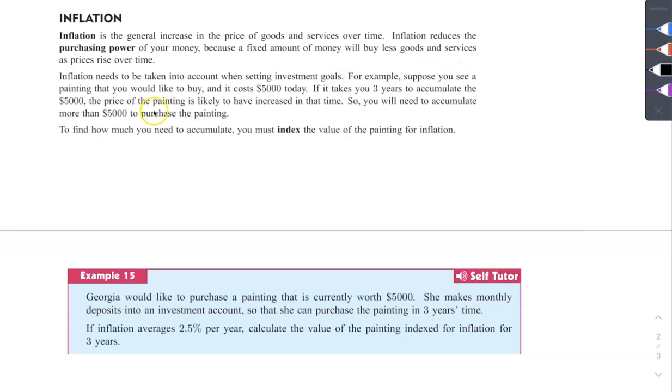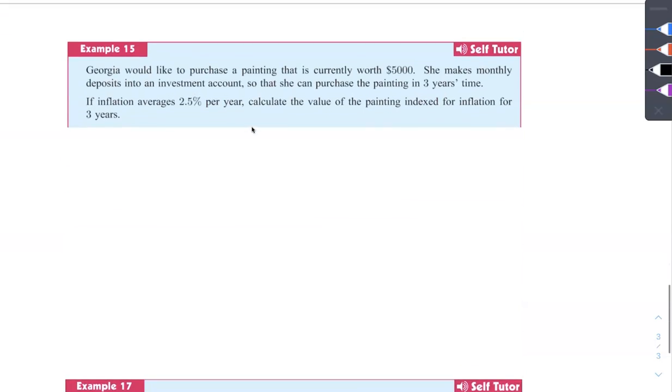For example, suppose you see a painting that you'd like to buy that costs $5,000. It takes 3 years to accumulate the $5,000. The price of the painting is likely to have increased in that time. So right now it's $5,000, but when you actually have enough money to buy it, it probably won't be $5,000 at that time. So you have to take inflation into account. All you have to do is index it. Let me explain what I mean in a second.